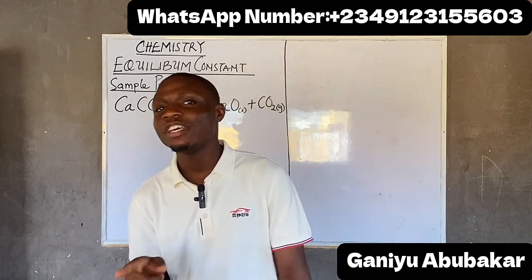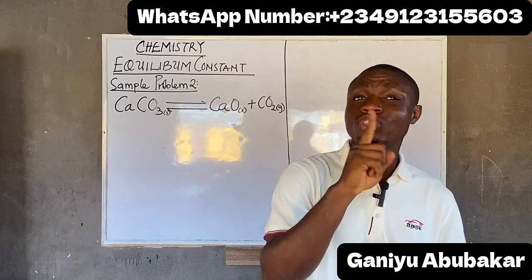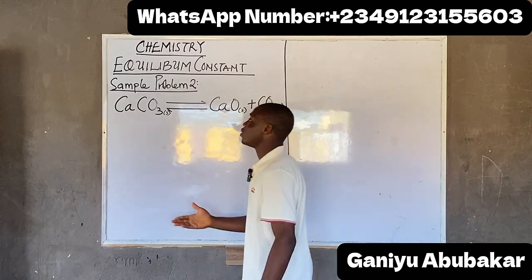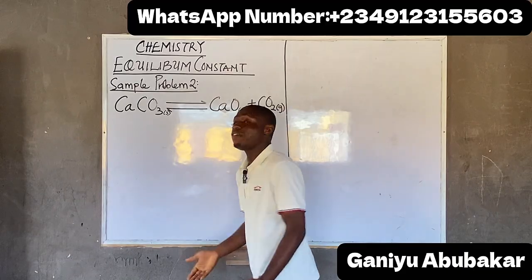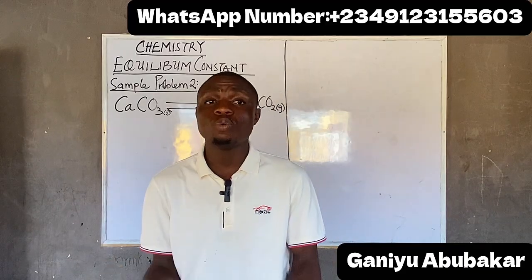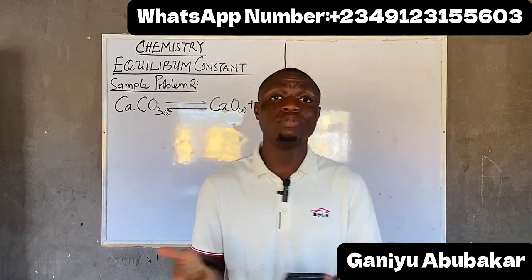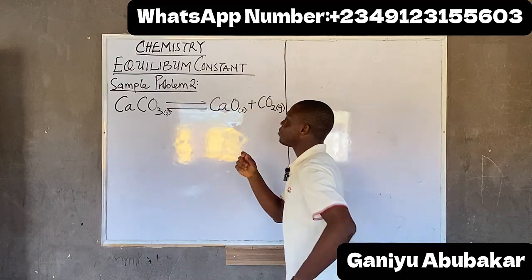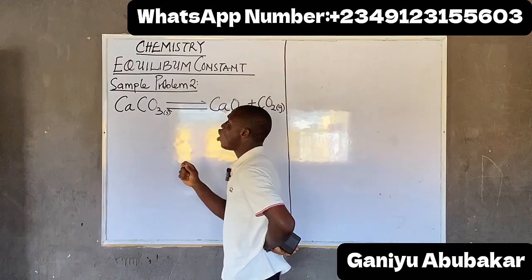Before you find your equilibrium constant, your first task is to balance your equation. Ask yourself, is this equation balanced? If yes, proceed. If no, balance it first before you proceed to find the equilibrium constant.